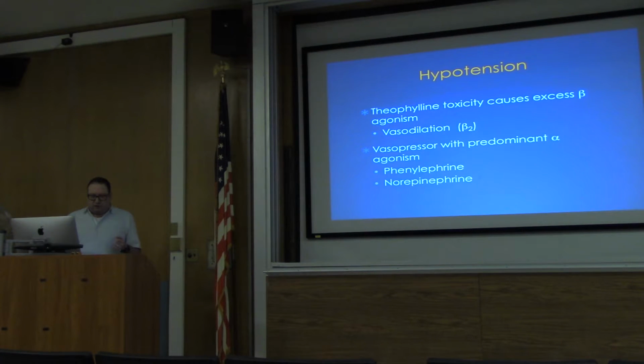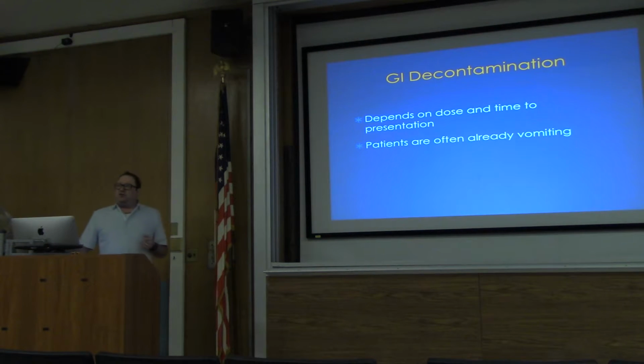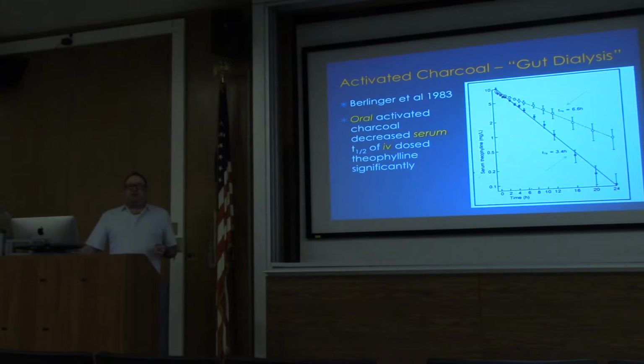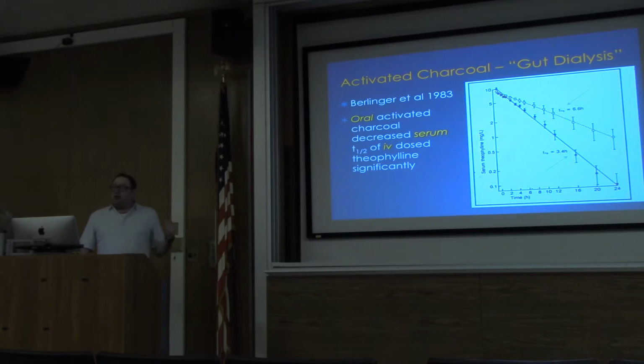Let's just get to the treatment part. GI decontamination is going to be important, and sometimes patients, as I said, are already vomiting. Once you control the vomiting, give multi-dose activated charcoal. This is actually one of the drugs for which it's best studied, and it significantly increases the clearance of the drug. That gut dialysis model has actually been proven to occur for theophylline. So even if you have no theophylline left in your GI tract, giving multi-dose charcoal will enhance the elimination by pulling it out of the blood and into the GI tract. And it's almost as good as dialysis, although not quite.